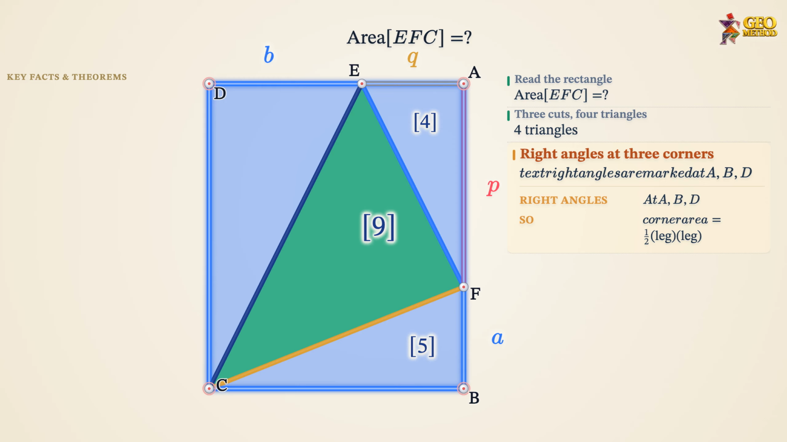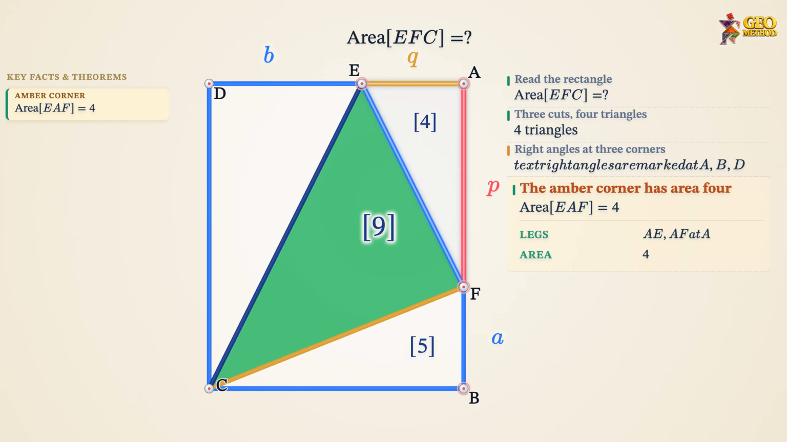Because ABCD is a rectangle, the angles at A, at B, and at D are each 90 degrees. So every corner triangle is right-angled, and its area is 1/2 the product of the 2 edge lengths meeting at that corner. That fact turns each corner into a clean equation.